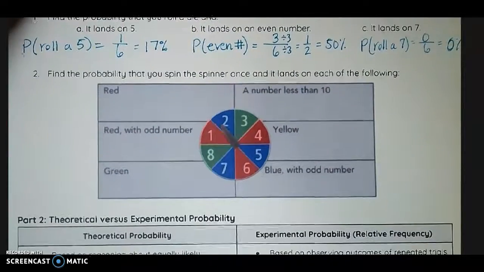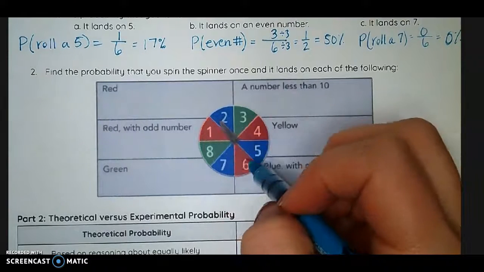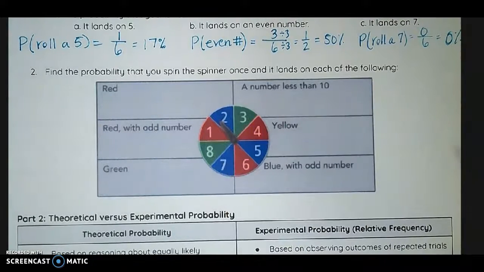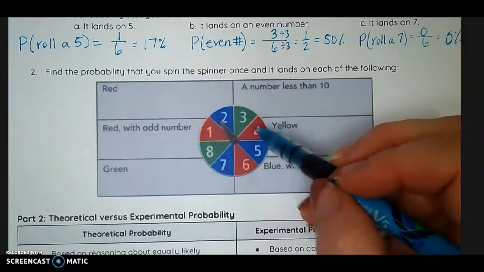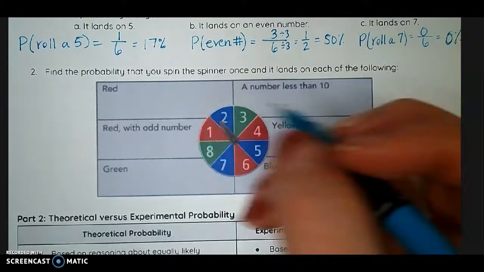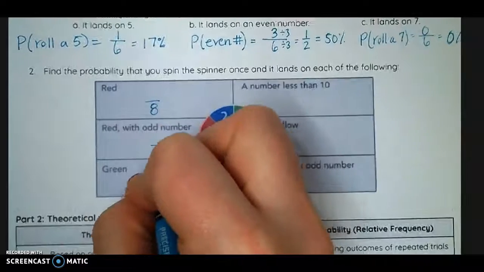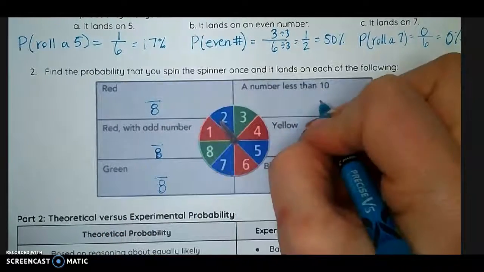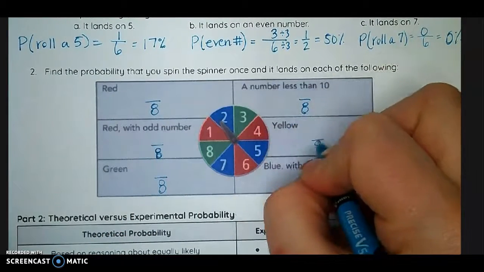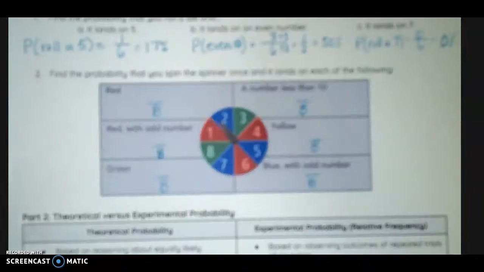When I look down here and it says find the probability that you spin the spinner once and it lands on each of the following. Well, if I look at my spinner, I see that there are 8 different options, and that all of the options have the same amount of space or area taken up on that circle. So that means that they are all equally likely. So I know that my sample space is 8. So I know that's going to be my denominator of every single probability that I write down, of every single fraction.